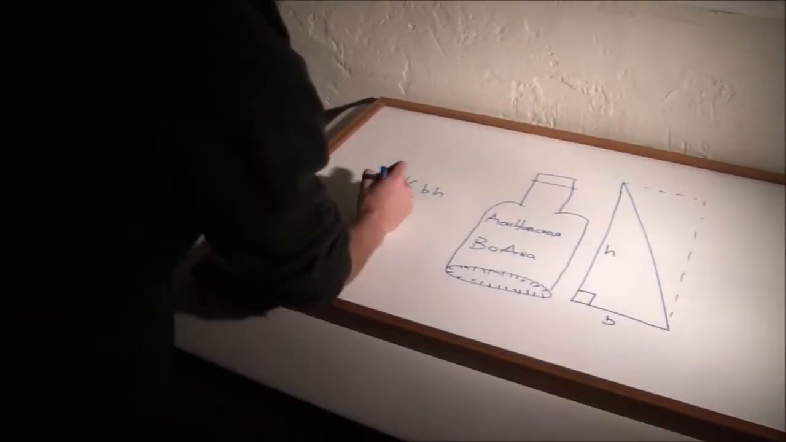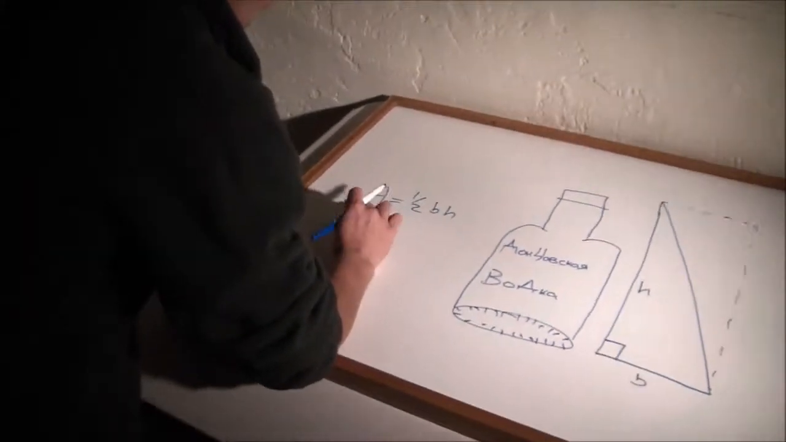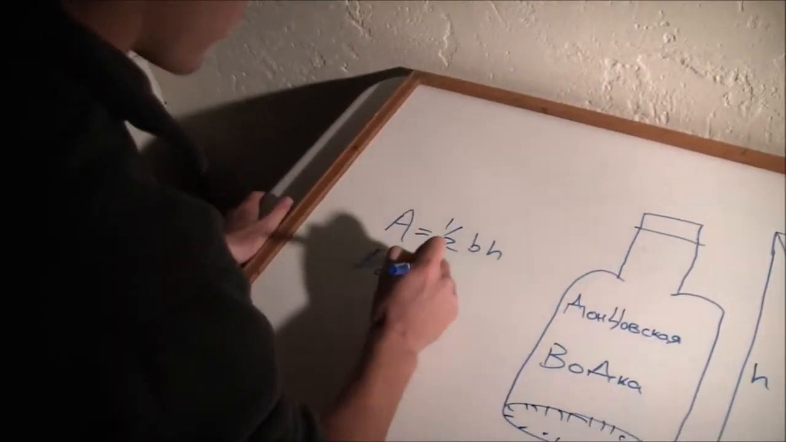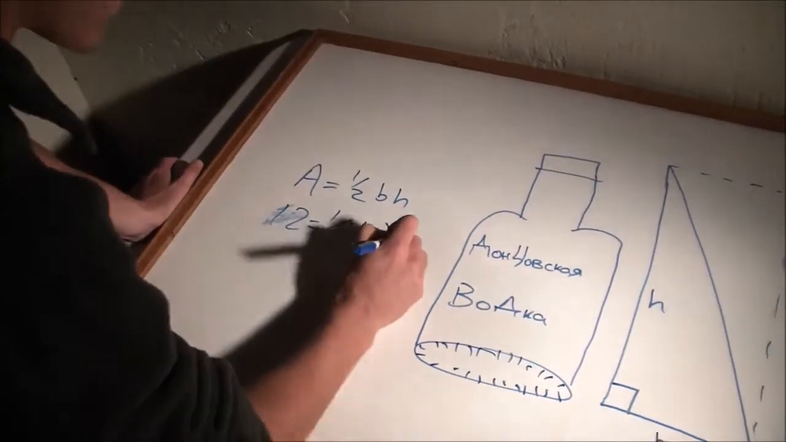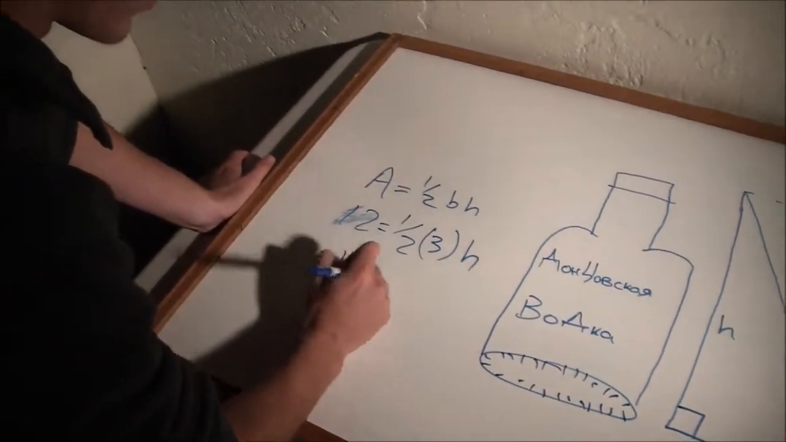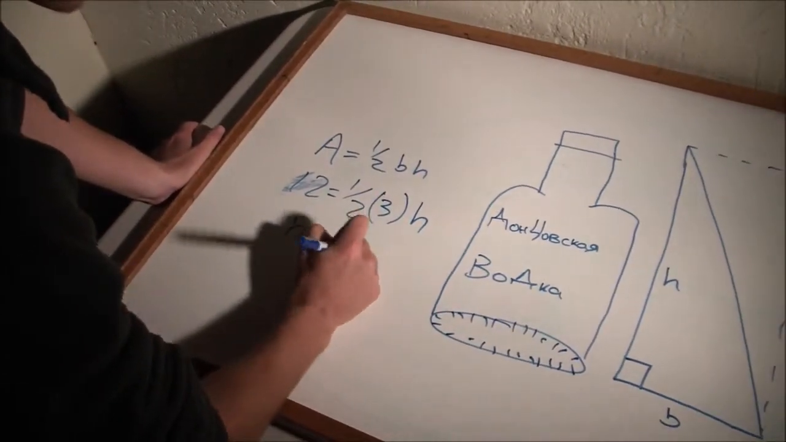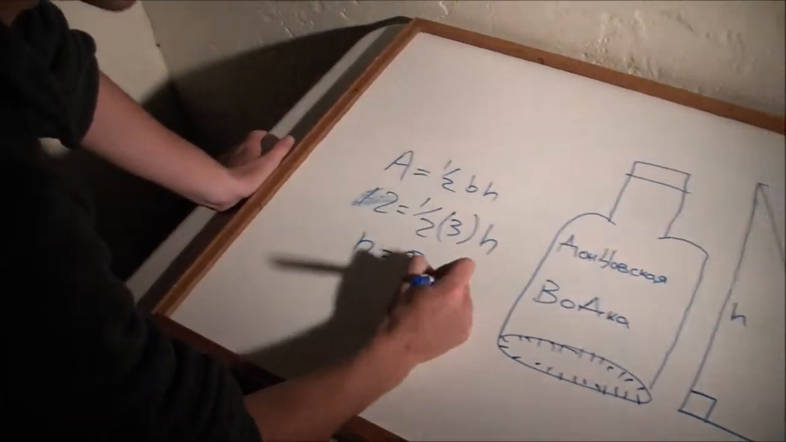So let's say the area is 12 and the base is 3. You can solve for height. Height equals 8 centimeters, since we're not in the US.